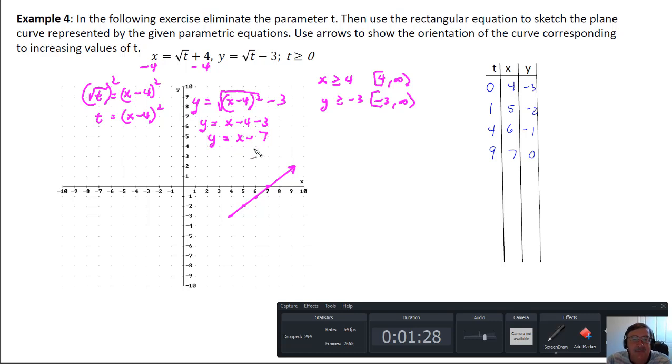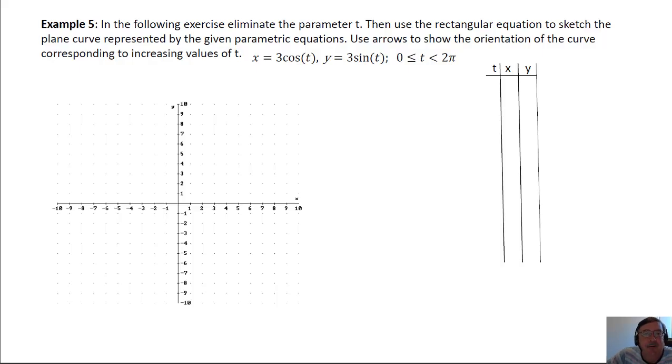Now notice if we had the whole line graphed here, it would begin at 0, -7, and then rise 1, run 1 to get the rest of this line. But our parametric equations have limited the parts we can see. So I hope as we progress in this, you're starting to see things better and better when you get to that homework. In example 5, we're going to look at another trigonometric set of parametric equations.